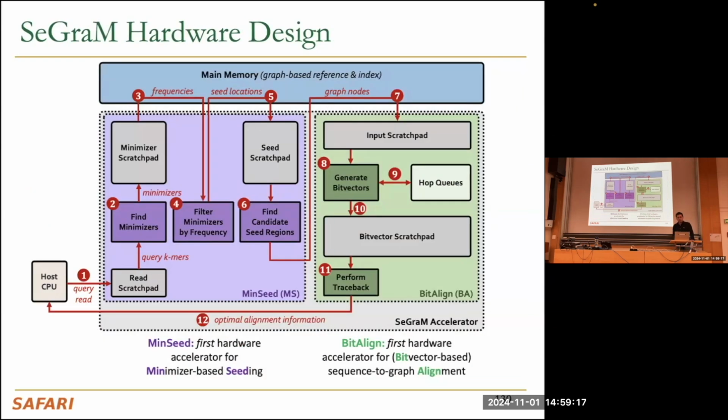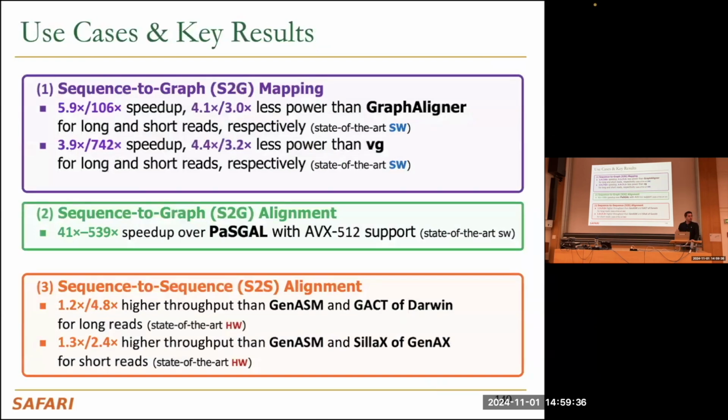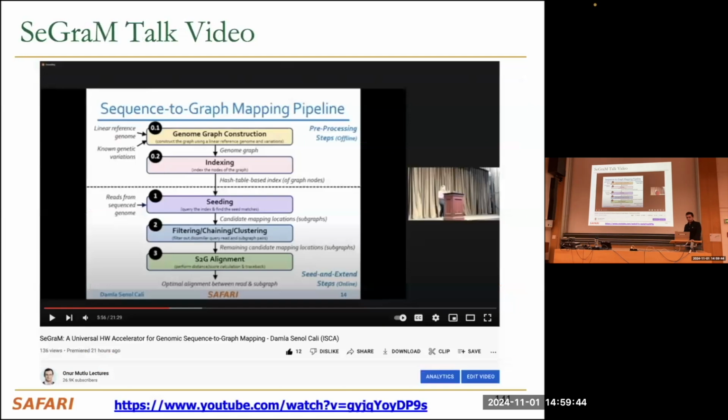These hop queues essentially enable you to look further back in your dynamic programming table so that you can perform the computations that sequence to graph requires. This is basically the part that we're mainly modifying in SeGraM. And by doing so, we can perform sequence to graph mapping on hardware. So if you want to learn more about the inner operations and a little bit more details on the challenges, you can take a look at this talk that Damla gave at ISCA when she was presenting SeGraM.